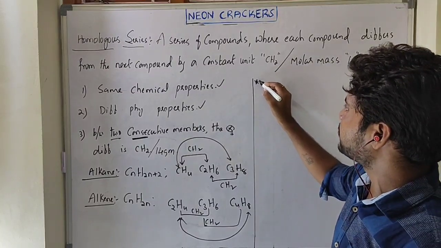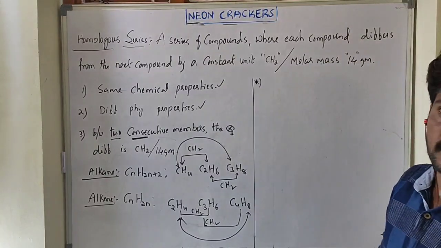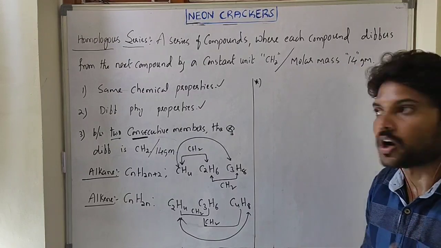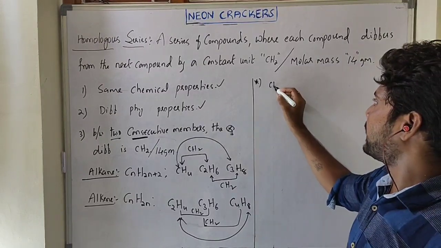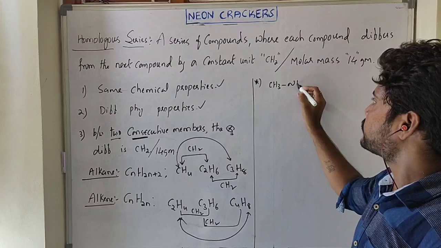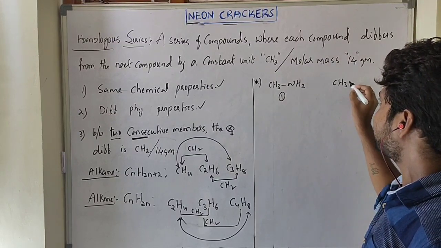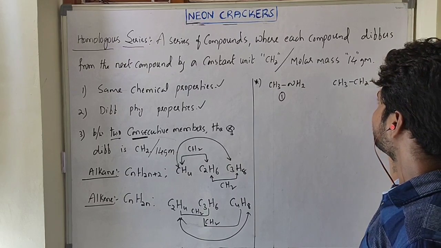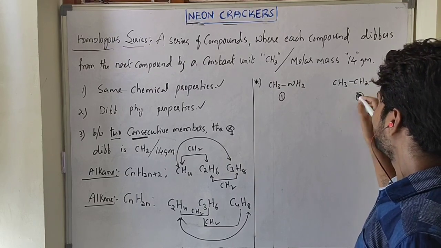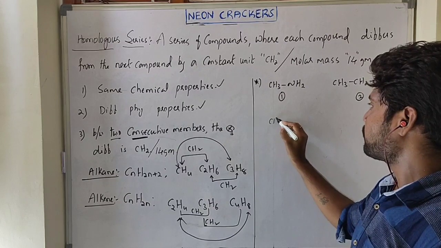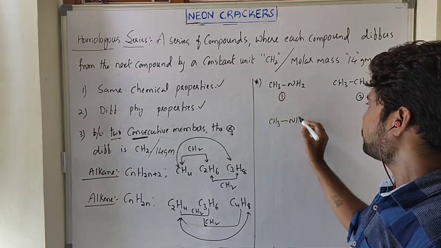Now let's see another example, to see why it is not a homologous series and why these are not homologs. So methanamine, CH3NH2, this is the first compound, and the second compound is CH3CH2NH2, ethanamine, and the third compound is dimethylamine.